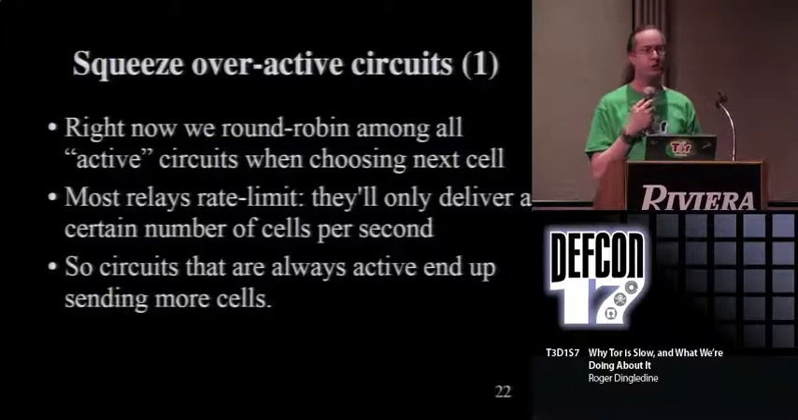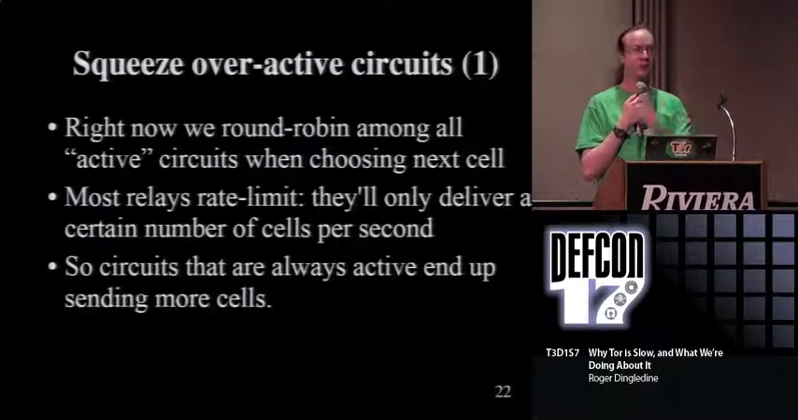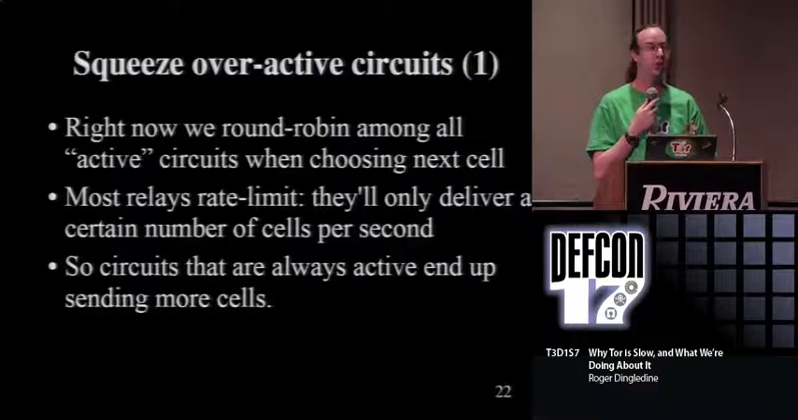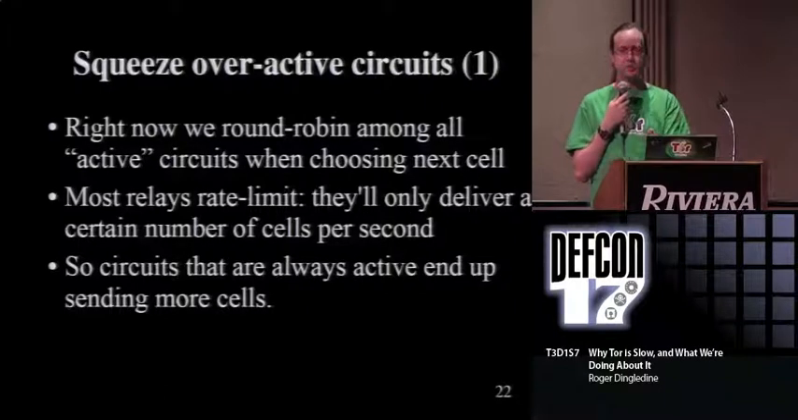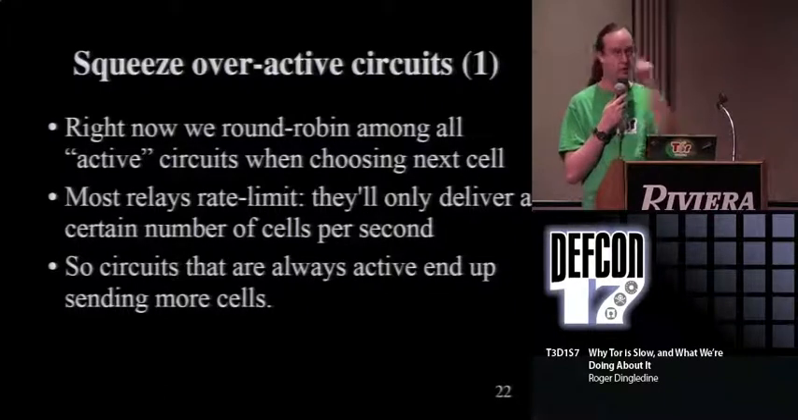So the question is, let's imagine I've got 5,000 circuits all waiting, and they really want to send some bytes. Which one do I choose from? Right now, the answer is we do a round robin. We say, well, I picked you last time, so I'm going to pick the next one and the next one, and we just cycle through.